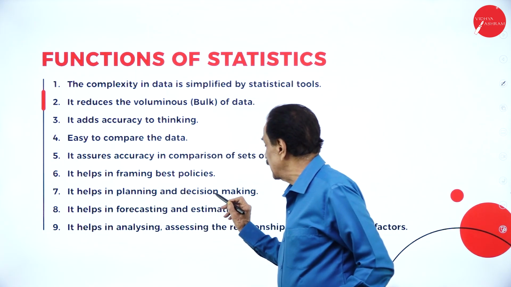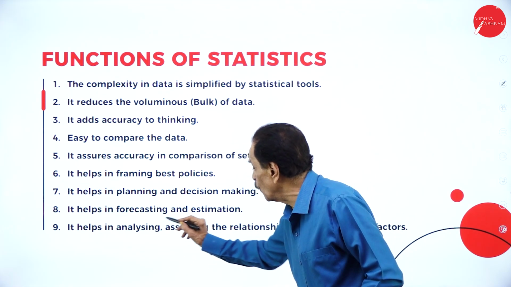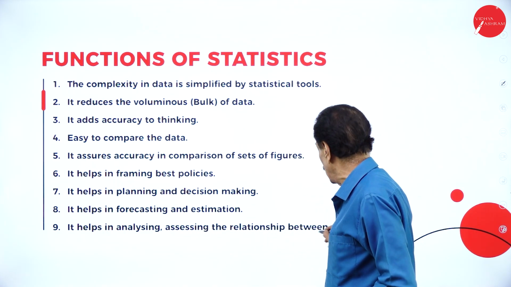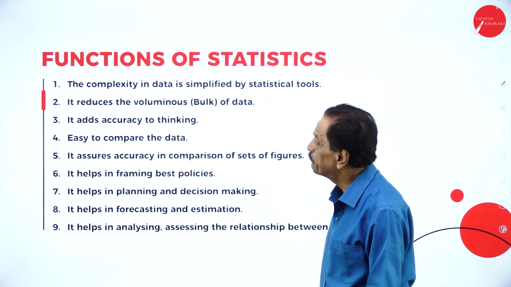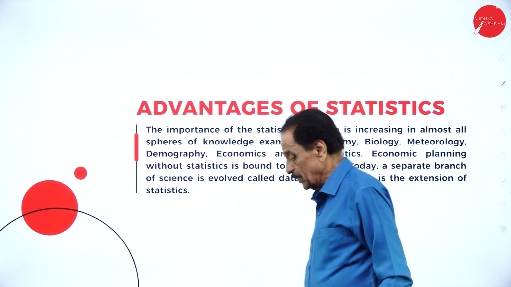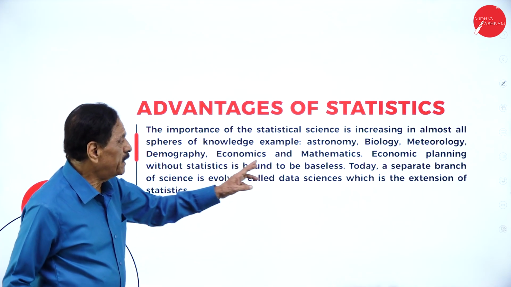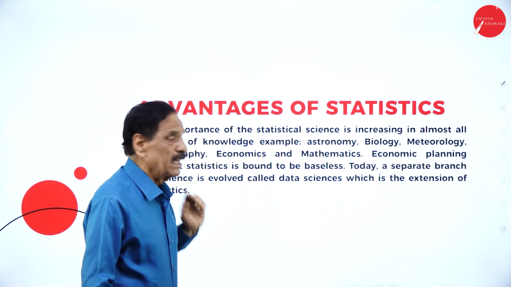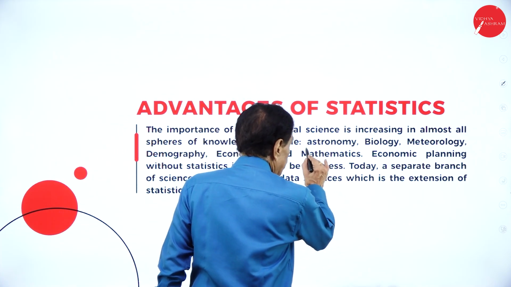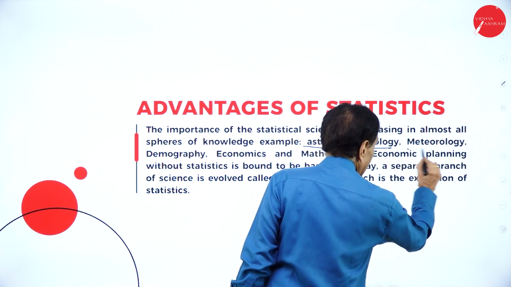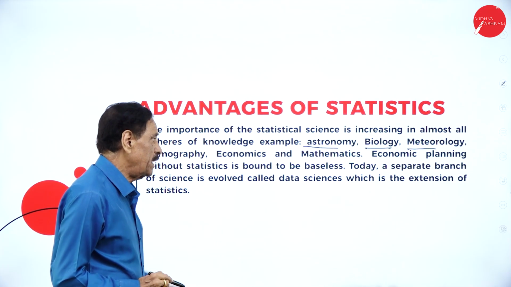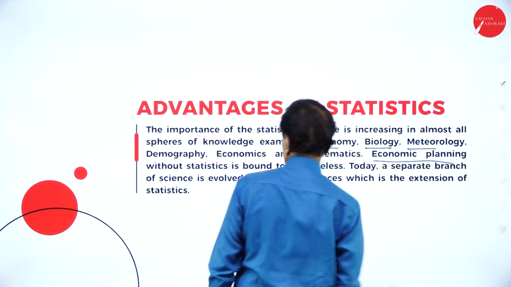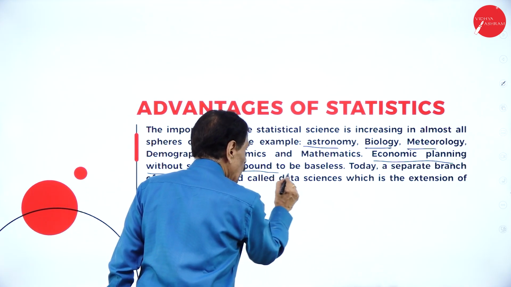It helps in planning and decision making. It helps in forecasting and estimation. It helps in analyzing and assessing the relationship between different factors. Then, advantage. The importance of statistical science is increasing in almost all spheres of knowledge. For example, it helps in astronomy, biology, meteorology, demography, economics and mathematics. Economic planning without statistics is bound to be baseless.